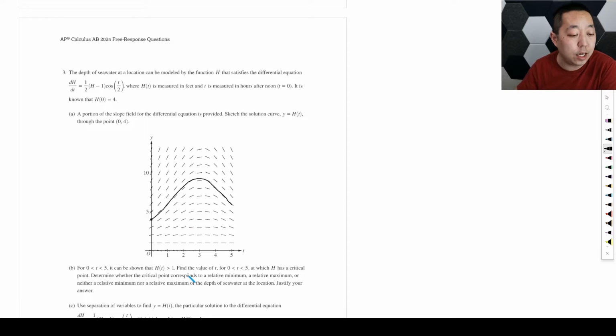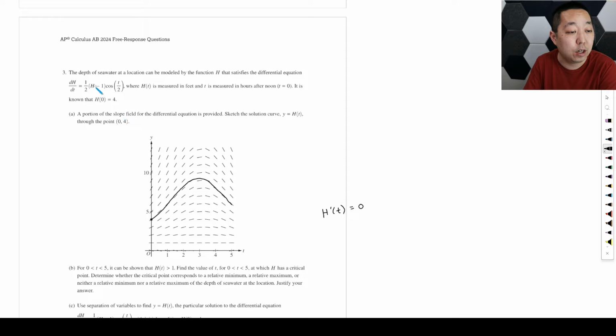It can be shown that h of t is greater than 1 for the value of t between 0 and 5, at which h has a critical point. Determine whether the critical point corresponds to a relative min, a relative max, or neither, at the depth of the seawater at this location. So they're finding a value of t which has a critical point. For a critical point, the first thing you have to identify is that's where h prime of t is equal to 0.